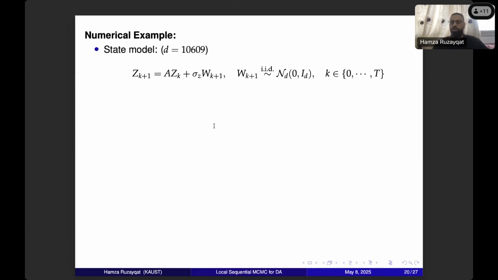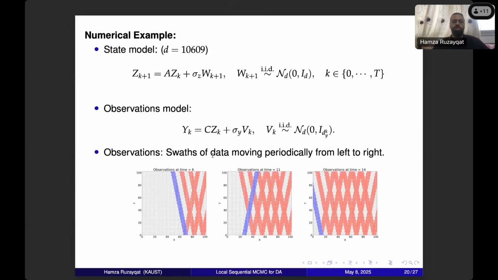Okay, now I will show some numerical examples. I think I have a minute or two. First I start with a linear example, because the Kalman filter is exact there. The dimension here is 10,000 and it's a very simple model. A here is just a constant and sigma is a constant. The observational model also looks like this. C is a matrix of ones and zeros, and sigma_y is the standard deviation of the noise in the data. I'm going to consider swaths of data moving periodically from left to right.